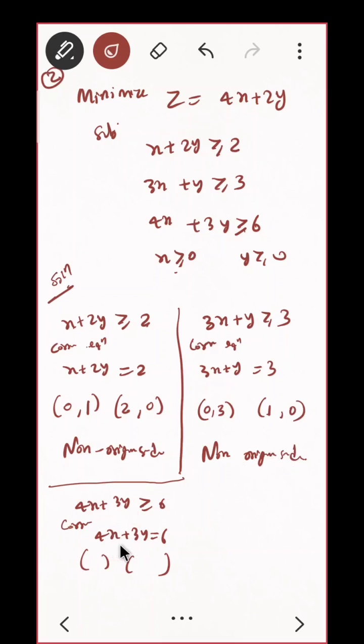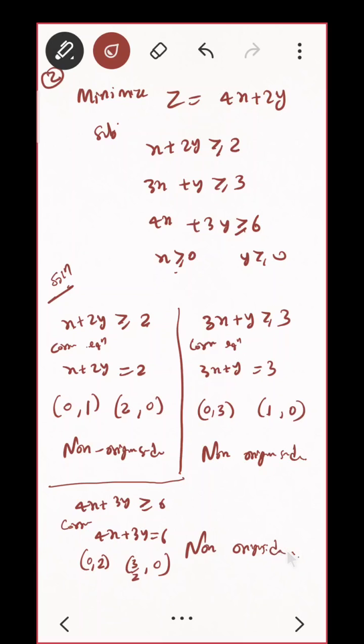What about this one? If you put x is equal to 0, then what are you having? 2, no? Yes. If you put y equal to 0, then it will be 6 by 4. That means 3 by 2. Correct? And again put 0, 0. 0 is greater than or equal to 6. That is false. So it is also non-origin side. Correct?